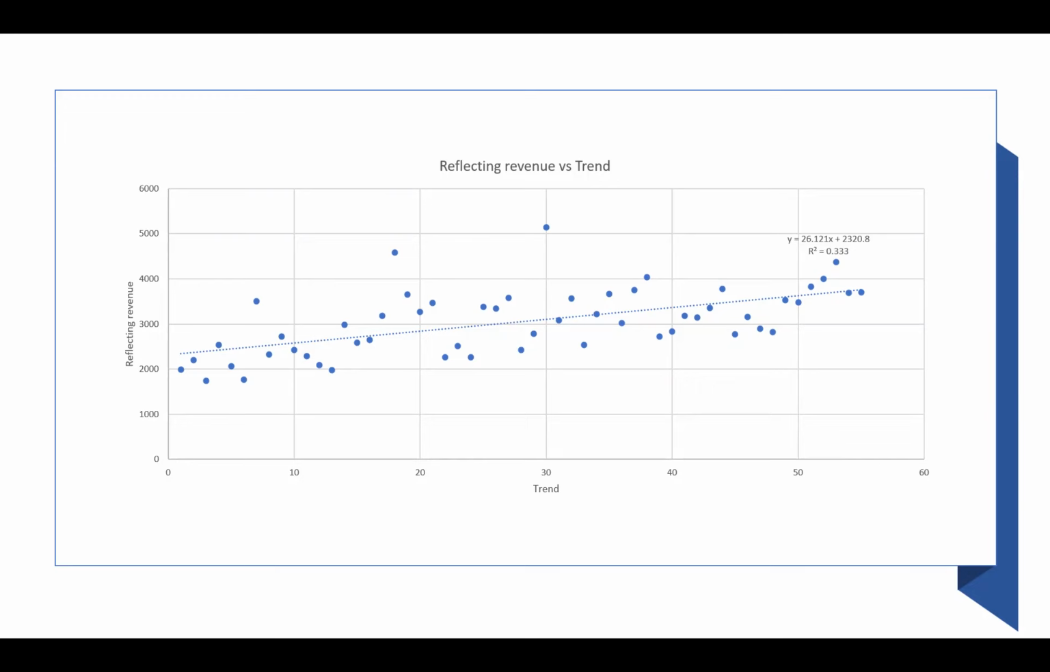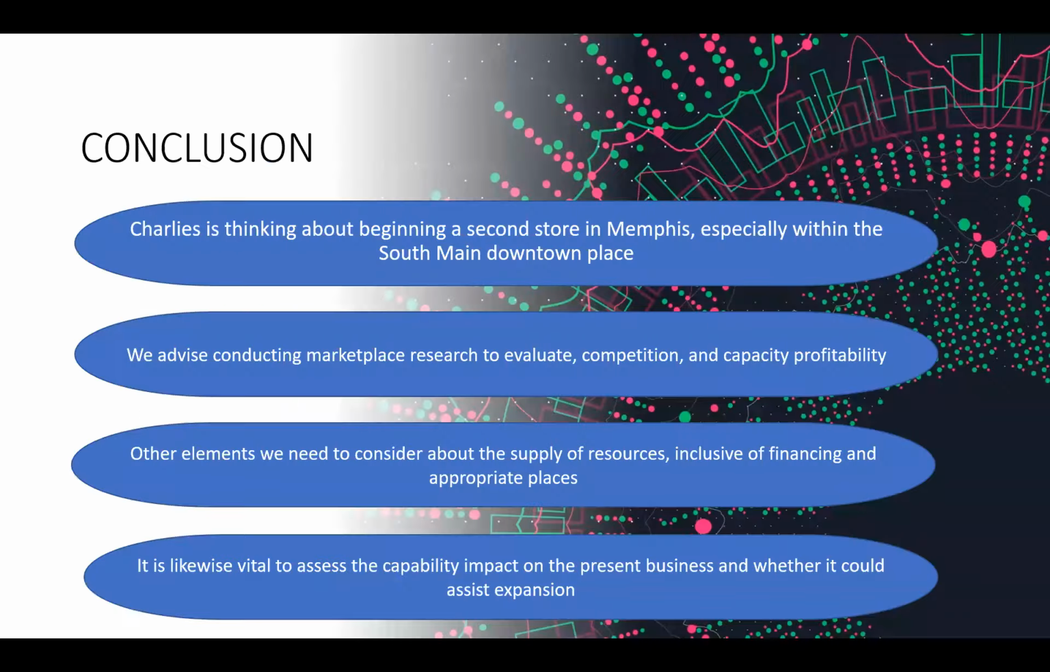Coming to the revenue versus trend, we have an R square value equal to 0.33. This scatter plot graph shows the revenue versus trend.